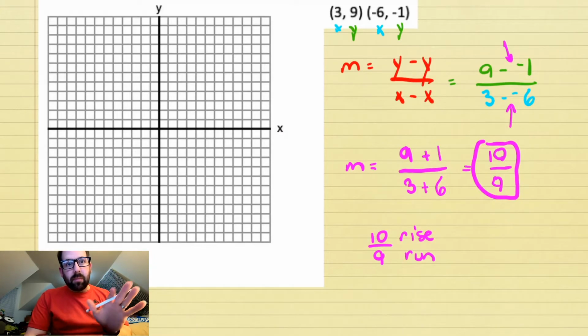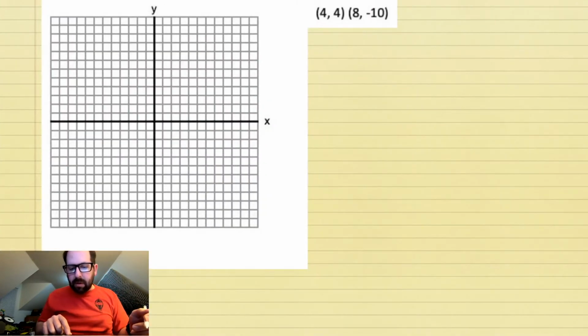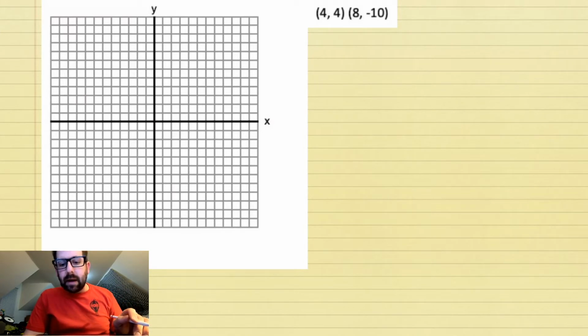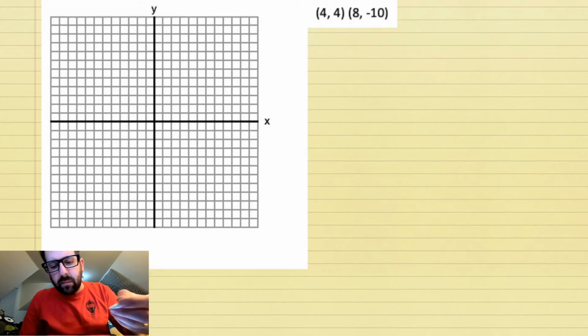Okay, that's the second problem. Let's go to my last problem here. Third problem now. We have (4, 4) and (8, -10). So again, if you want to graph these, you can go do that. I have the graph right here in front of me. In fact, let me just do that.